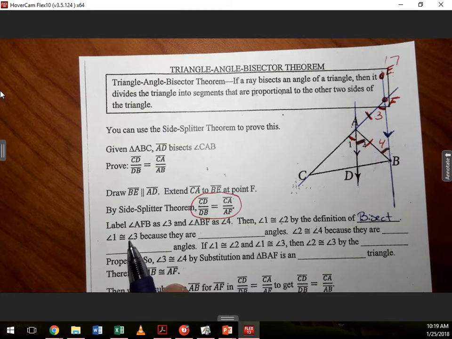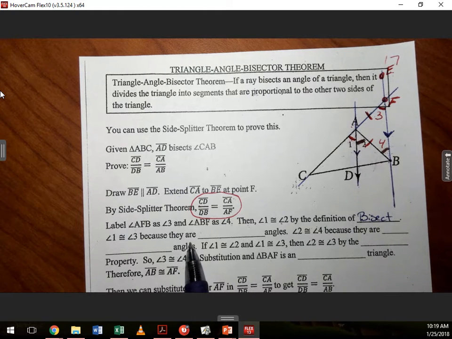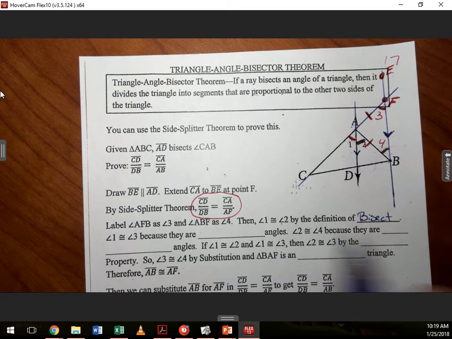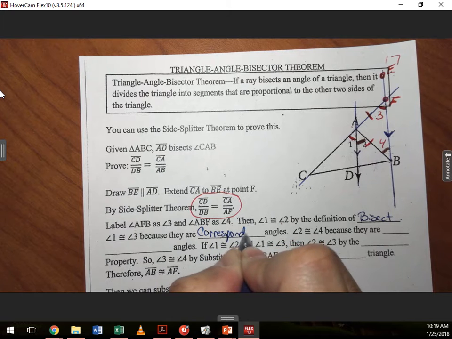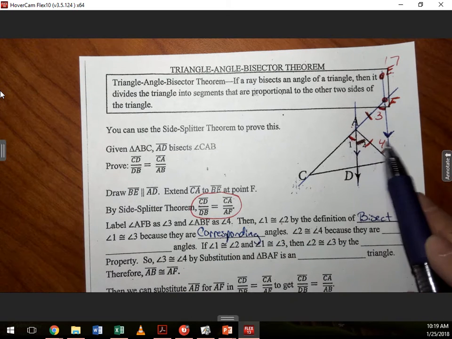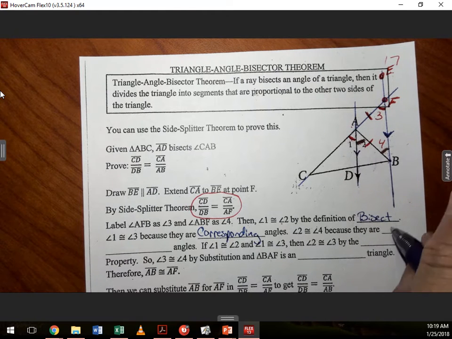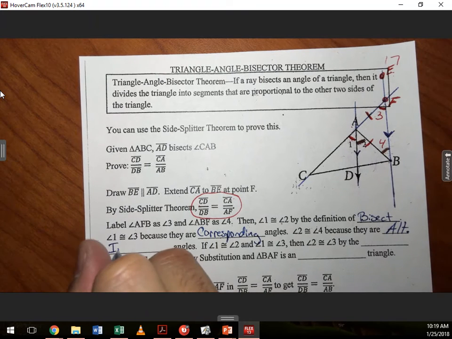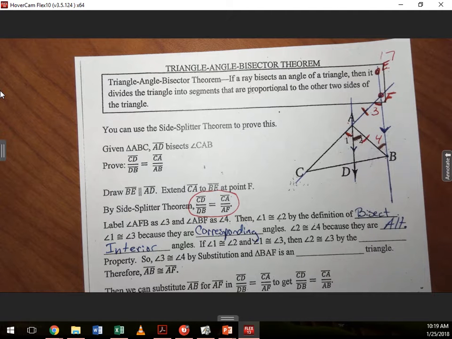Angle 1 is congruent to angle 3. Angle 1 is congruent to angle 3 because they are, what do we say these ones are? Corresponding. Very good. 1 and 3 were corresponding. Two and four are congruent because they are, very good, alternate interior. So they're alternate interior angles.